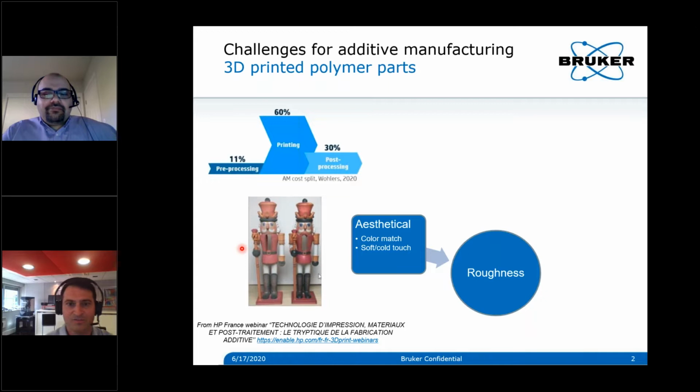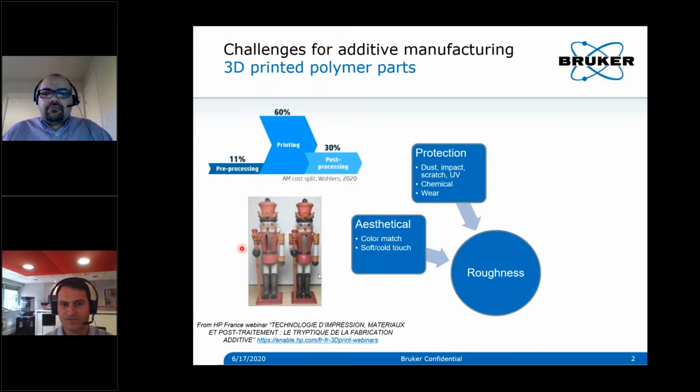So whenever you hold and feel the object in your hands, you expect a certain behavior and sliding, which is fully controlled by roughness. And whenever you want to protect this additive manufactured part from dust, scratches, UV, or chemical attack, then you need to apply a coating, which will only adhere to the surface if you have the right roughness.